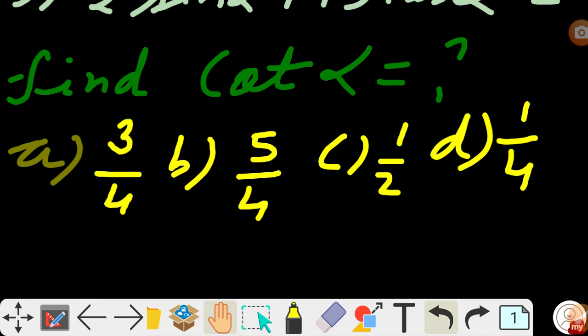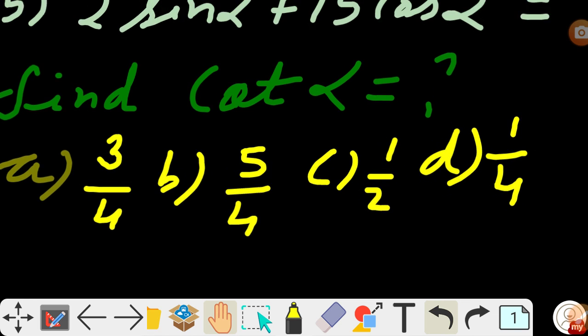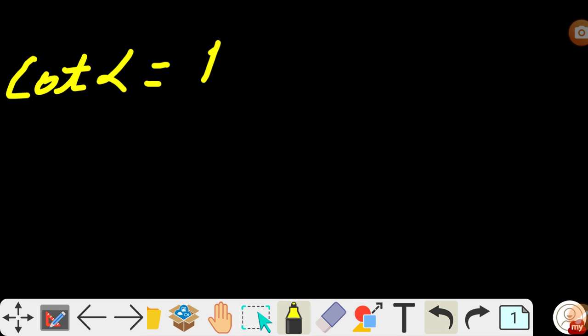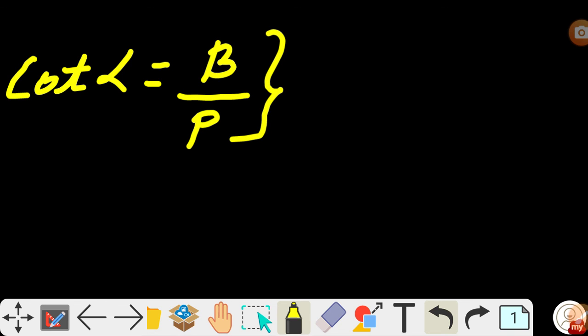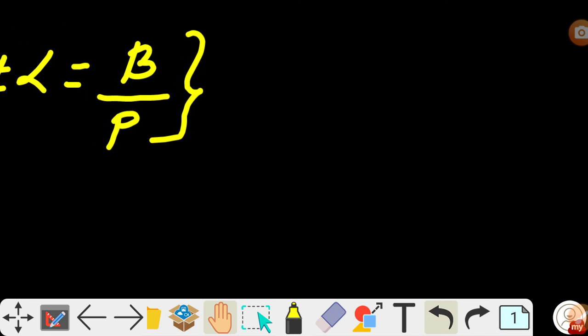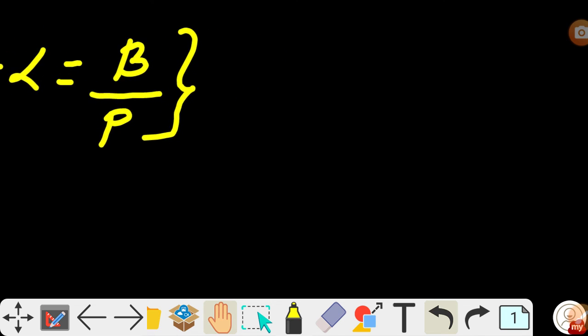So let's start with that. If the question is like that, we know that cot alpha equals base upon perpendicular. This is the first thing. First you note down this one.